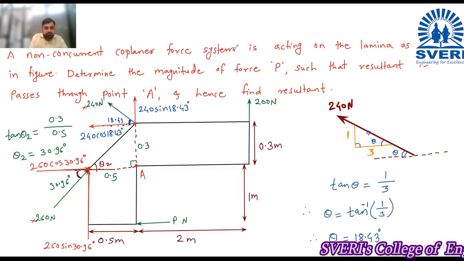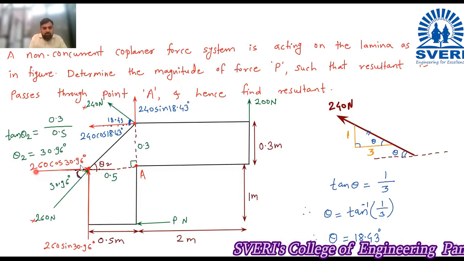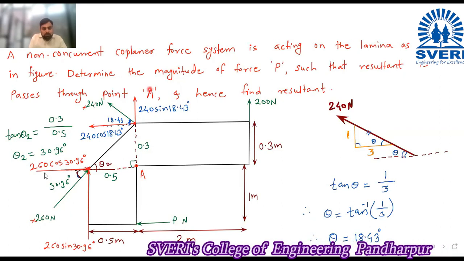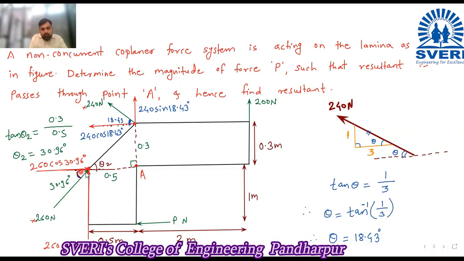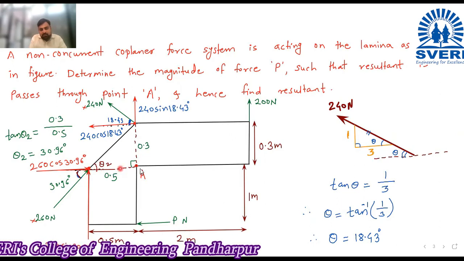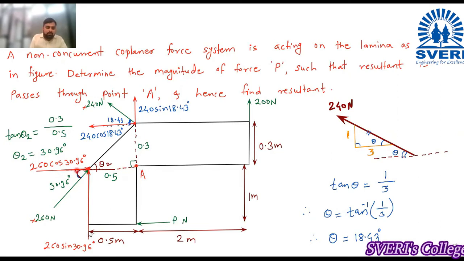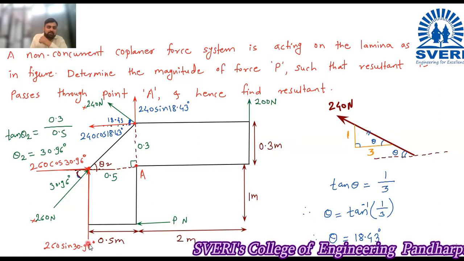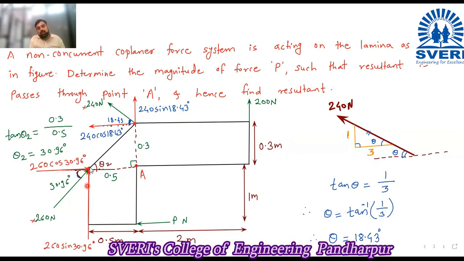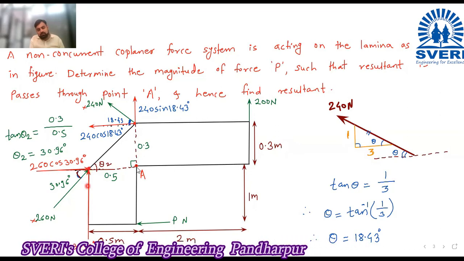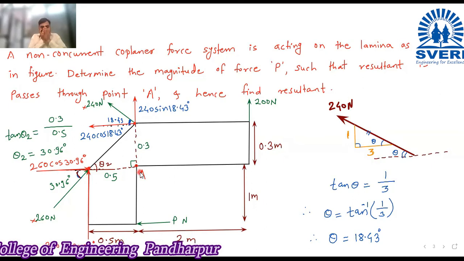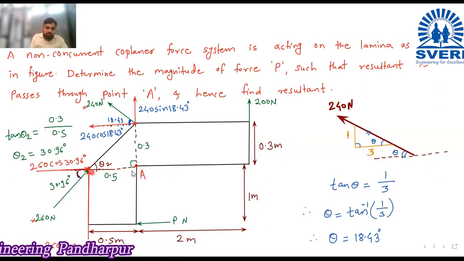Next, now see this 260 cos 30.96. If you extend the line of action of this, it will pass through point A. So its moment will be 0. Now the next force is 260 sine 30.96. What is the distance of this force from point A? 0.5. So the distance is 0.5.